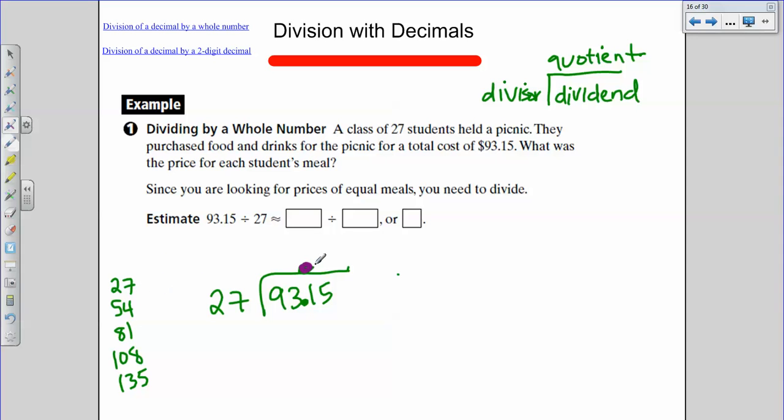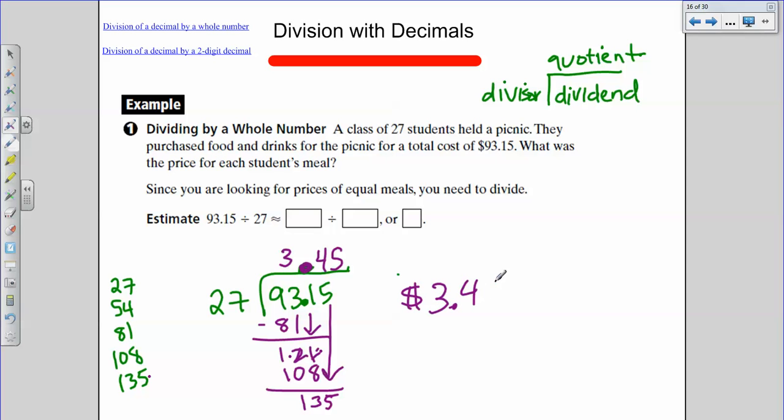So 27 goes into 93 three times. It's going to give me 81. Subtract, bring down my 1. 27 goes into 121 four times. That's going to give me 108. Bring down my 5. So 27 goes into 135 exactly 1, 2, 3, 4, 5 times. So this tells me that the final cost of each child's meal is going to be $3.45. So again, the only thing that was different here was really we had a decimal point in our dividend. We dragged it straight up.